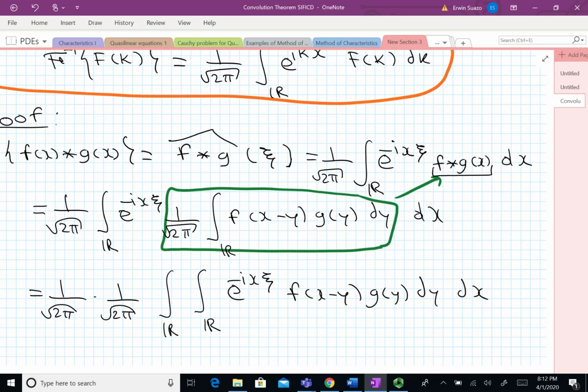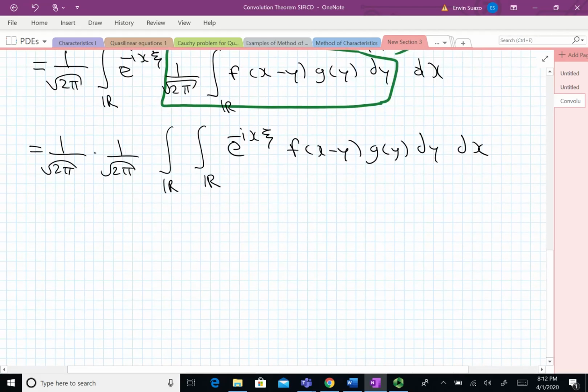So we have to do a little trick here. Nothing that you haven't done before in your calculus class. So remember, what do we want? We want to get the Fourier transform of g times the Fourier transform of f. So somehow we should be able to get, here we're gonna try to get the Fourier transform of f.